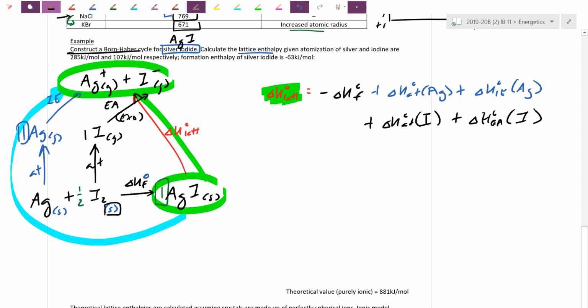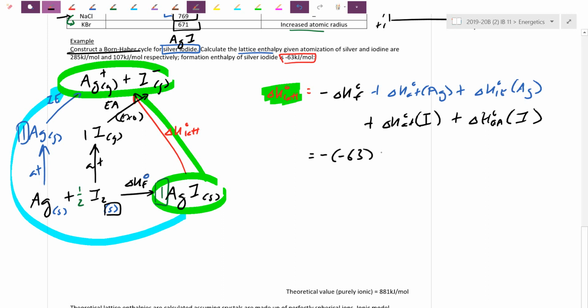It has to already be in the gas state. So that would mean here I better have all these numbers here. You'll notice in these questions, if they're not in the data booklet, they actually give you a lot in the question. So in this case here, it says the formation enthalpy of an ionic compound is -63. So let's just punch our way through here.